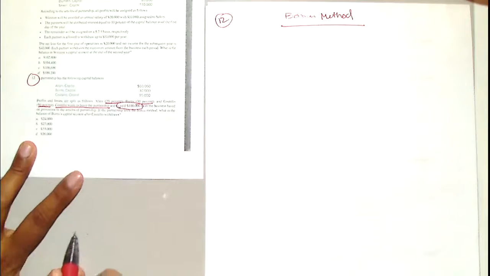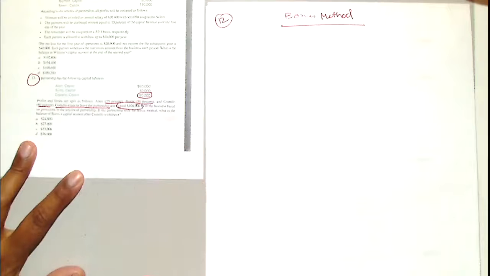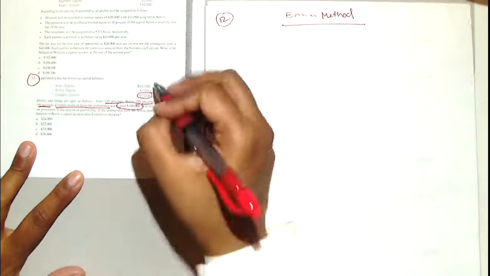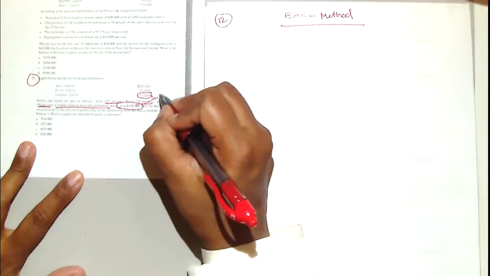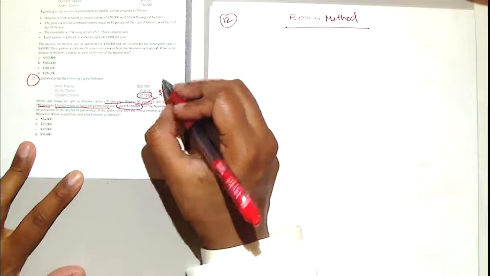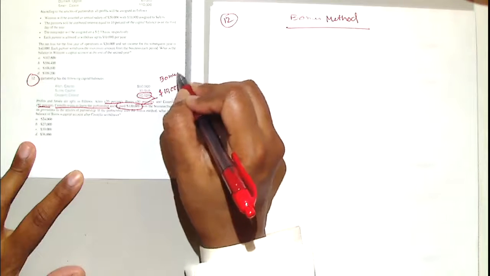Now look at what is Costello's capital. His capital is 90,000, but when he's leaving, he receives 100,000. So this difference, we call it bonus. This $10,000 bonus. Right, the bonus method is actually simpler than the goodwill one. You need to do fewer steps.